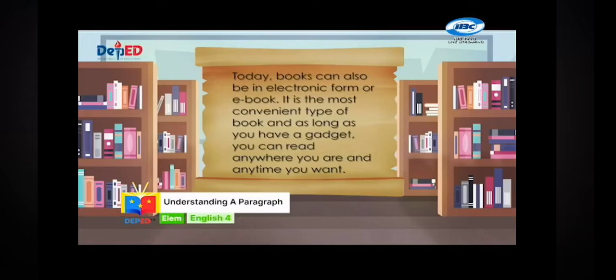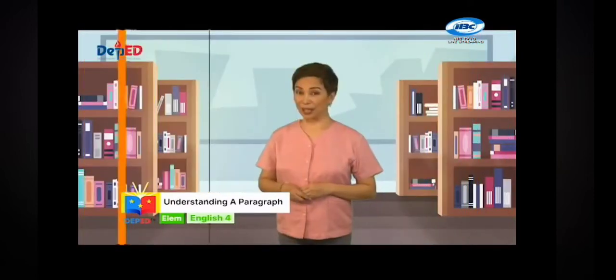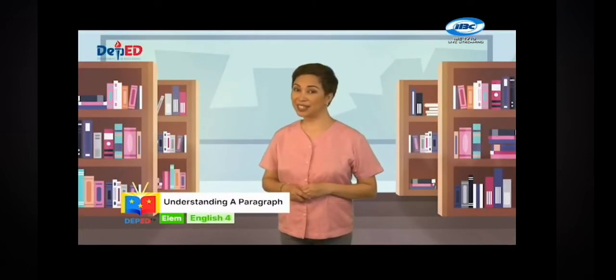electronic form or e-book. It is the most convenient type of book. And as long as you have a gadget, you can read anywhere you are and anytime you want. A book may change forms over time, but it will always be one of the best sources of vast information that we need. Were you able to understand the paragraphs that we have read?